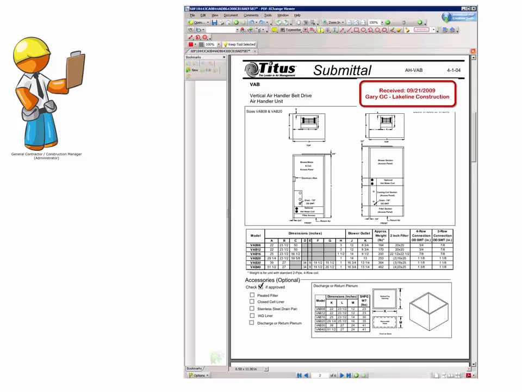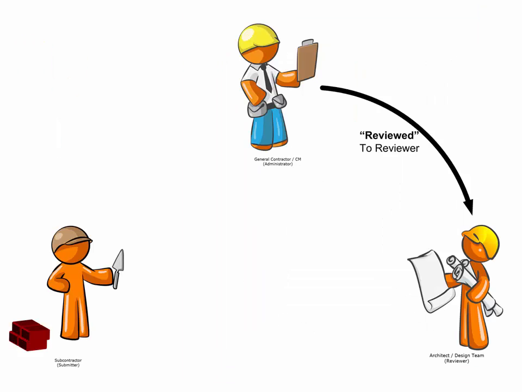Once the general contractor and CM has completed the stamp-in process, they will then transfer the information to the reviewer to be reviewed by the approvers, the architects and the design team.